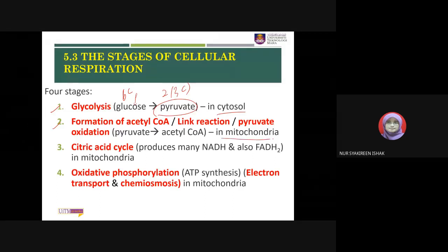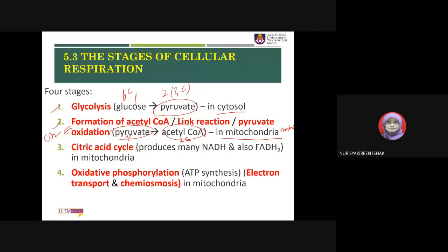It occurs in the matrix of mitochondria. Boleh tambah kat sini, matrix of mitochondria. For this stage, it converts pyruvate into acetyl-CoA. Pyruvate is a 3-carbon compound. Acetyl-CoA is a 2-carbon compound. So it means that during this stage, carbon dioxide is released.